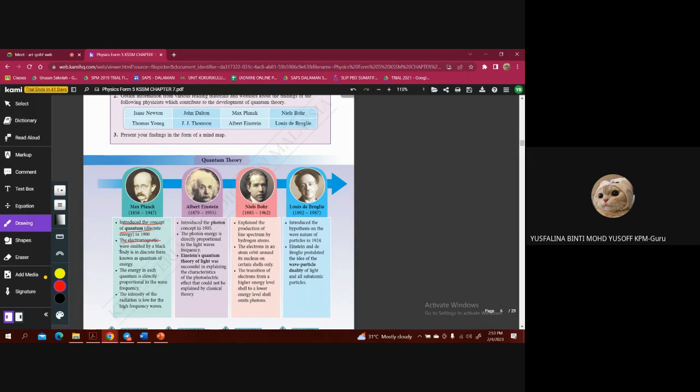So the electromagnetic wave emitted by a black body is in discrete form known as a quantum of energy. Max Planck introduced the concept of the quantum in 1900. The energy of each quantum is directly proportional to the wave frequency. This one we will look at later.